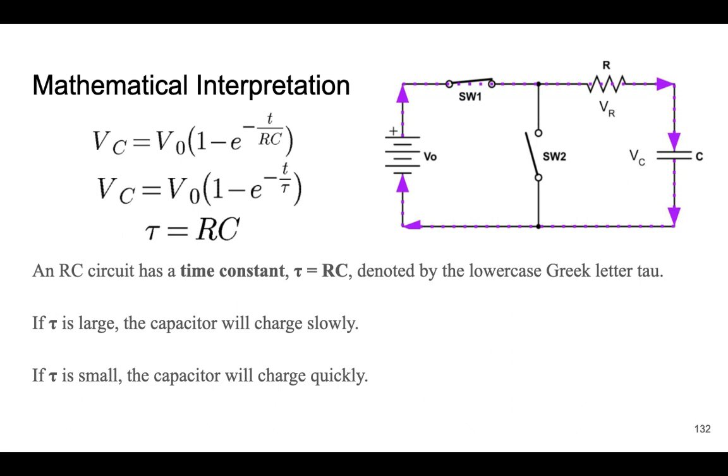So that value RC, that's an important value. Sometimes you write it all the way out as RC. Other times you abbreviate it and you call it tau, the time constant. If the time constant is large, it's going to take a long time for the capacitor to charge. If the time constant is small, the capacitor is going to charge relatively quickly. So tau equals RC, and will again be in units of seconds.